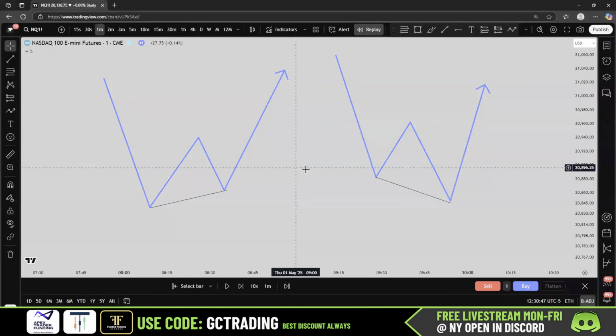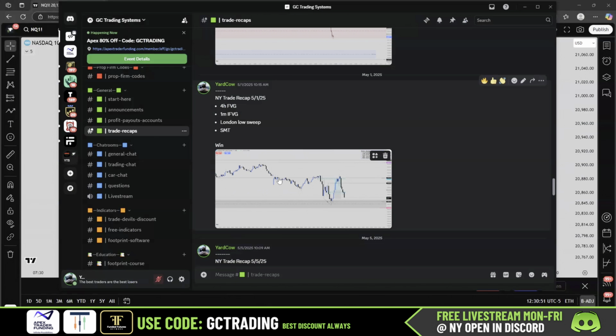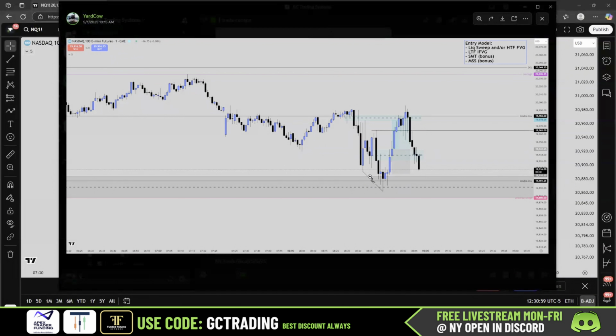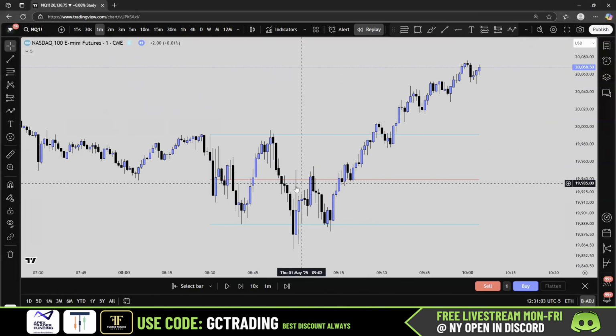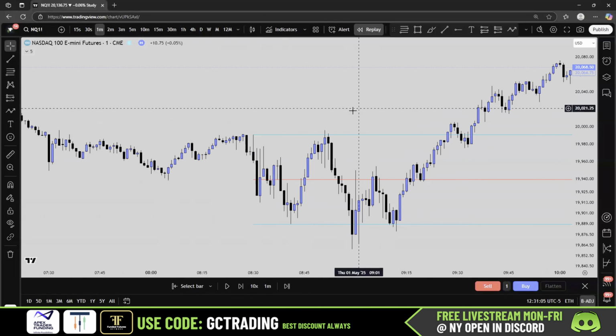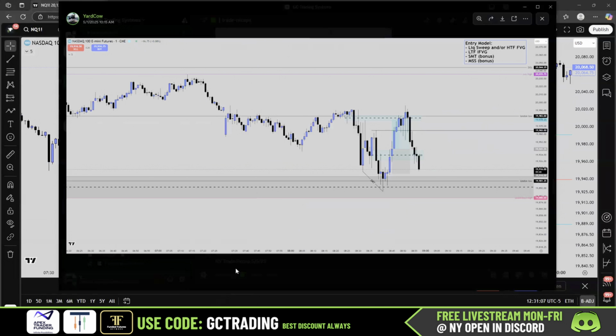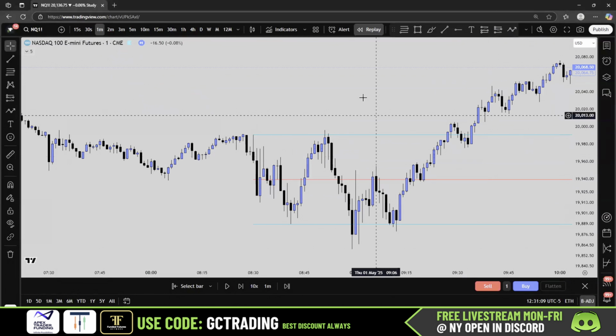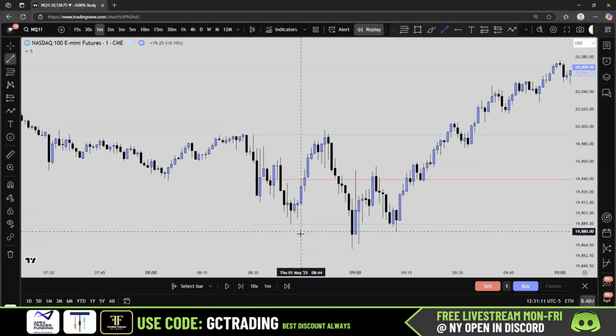So I'm going to show you guys some trade recaps with some examples. So if we go over here to Discord, here's a trade that I took. So we had a 4-hour fair value gap, 1 minute inversion, London low sweep, SMT, right? So right here, you can see I have SMT drawn out right there. So if we go back over here to the chart, I already have it in replay mode. So that same play is right here. So let me go back here. You can see the same play is right here.